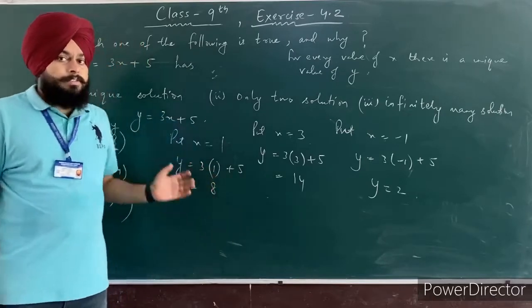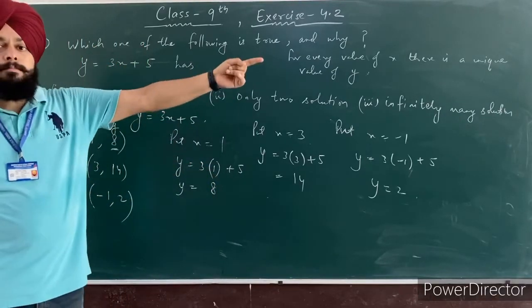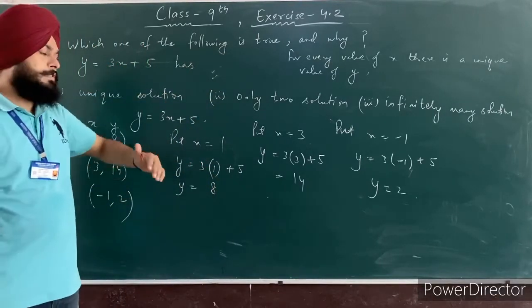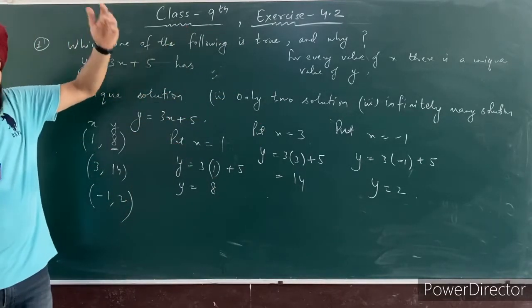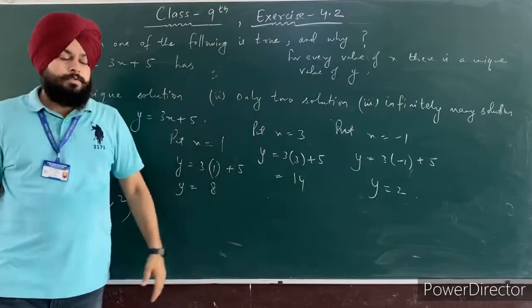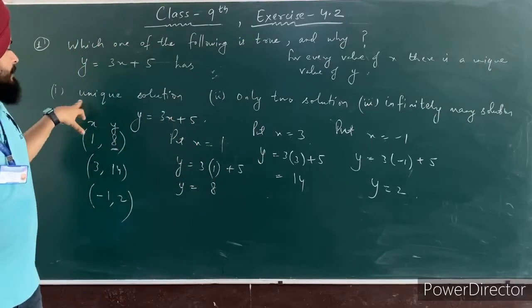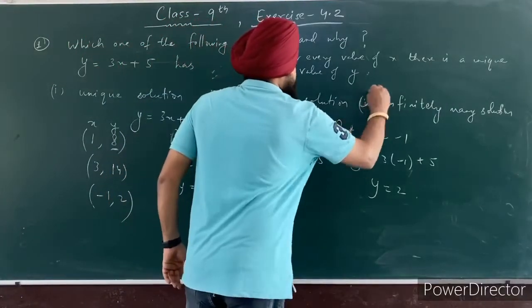ठीक है? So इसका आंसर क्या है? Infinitely many solutions. तो उससे बहुत सारे सॉल्यूशन फाइंड कर सकते हो. You can find so many. You have to put 1, 2, 3, 4, 5, 6, 7. So many solutions. So our answer is option number 3rd.